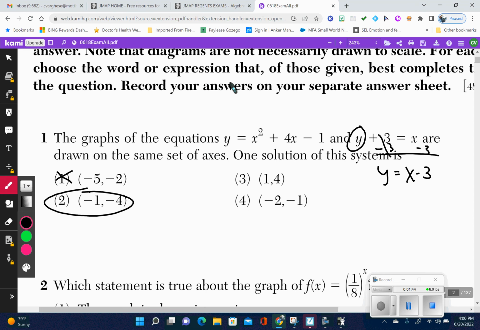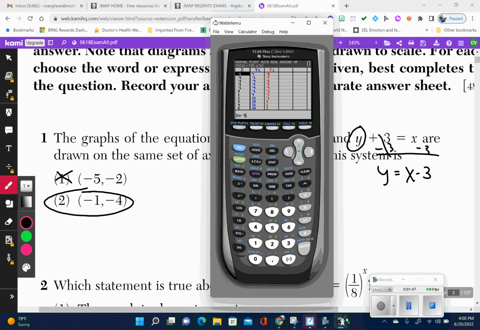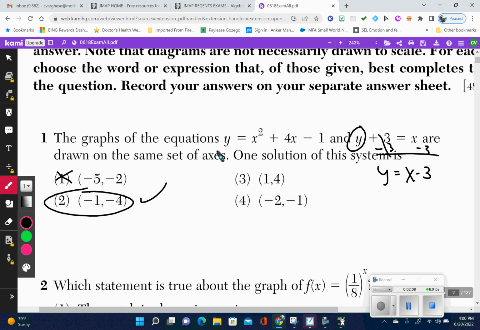Okay. Another way to do it, just in case this is a part 2 question: second trace, which is calc. Option number 5 is intersection, so you could hit that. And you're going to go ahead and just go down to the curve and just hit enter, enter, and enter, and it'll give you the coordinates negative 1, negative 4. Boom, so that's correct.